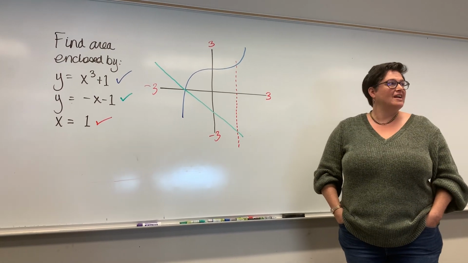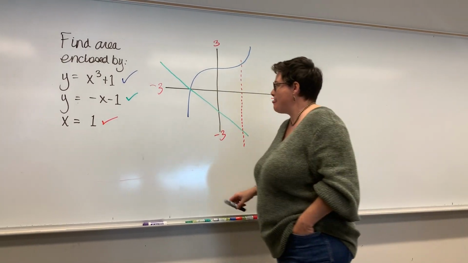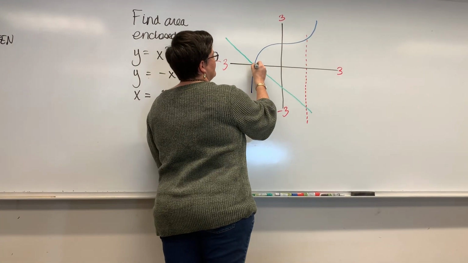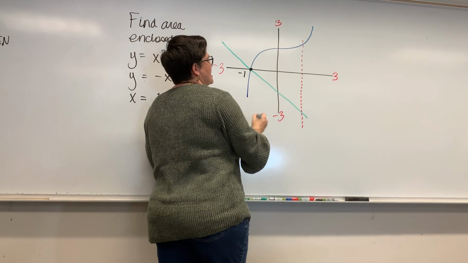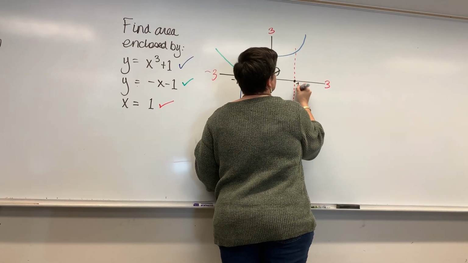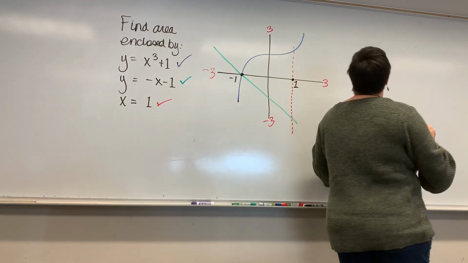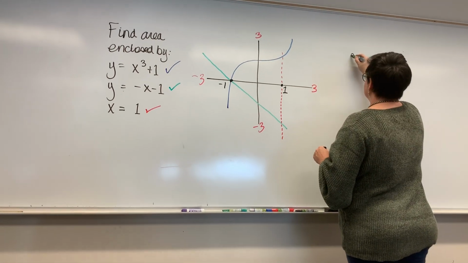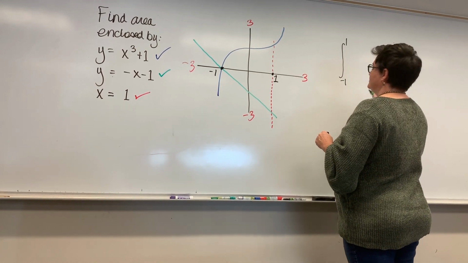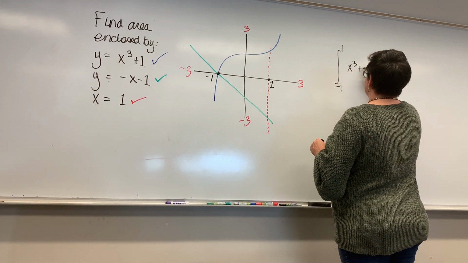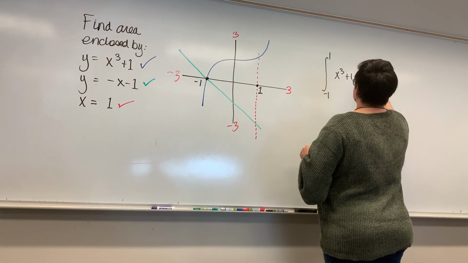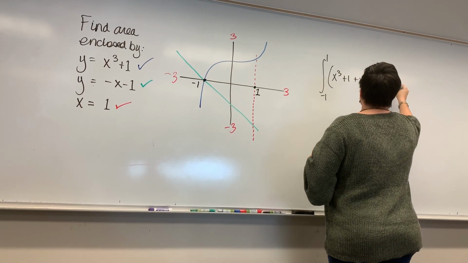So where am I integrating from? Have you guys found it yet? What's this intersection here? -1. And I'm going to x equals what? 1. Okay, groovy. So who's on top? Yeah, x cubed plus 1 plus x plus 1. I'll wait for you guys to digest that.